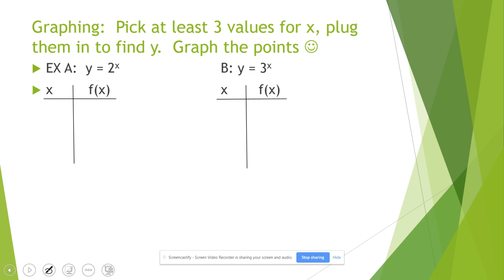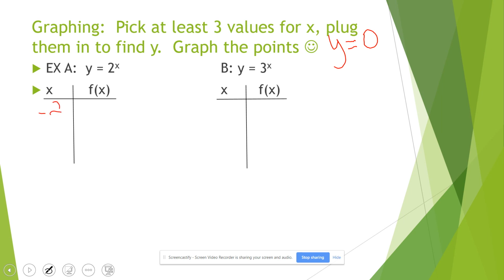So for graphing, we're going to pick at least 3 values for x, plug them in to find y, and then graph your points. Make sure that you also have your asymptote. And for all of these graphs, our asymptote will be at y equals 0 because these are parent functions.